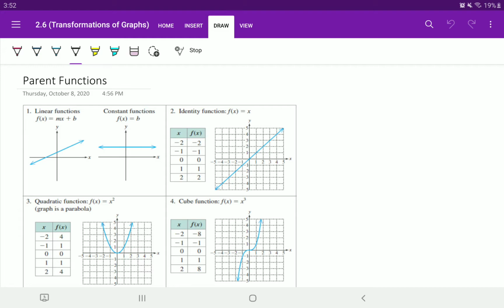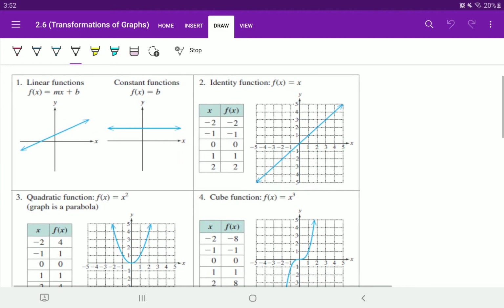Now, in this playlist, in this video, it's just an introductory video explaining parent functions. So this is mainly for notes, and mainly for you guys to screenshot it or write it down in your notebook or whatever you guys want to do. And here are 8 different types of functions that I want you guys to get comfortable with.